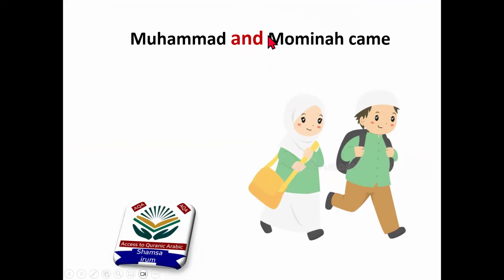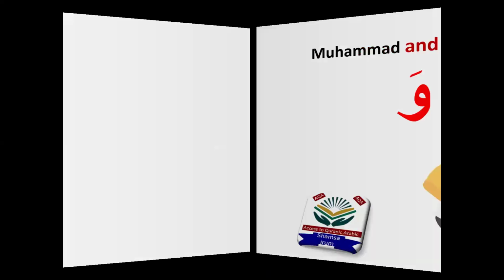So Muhammad and Momina came. So this "and" is used here as a conjunction. In Arabic, it will be harf atf wa. Okay, wa. It means addition. Muhammad and Momina came.